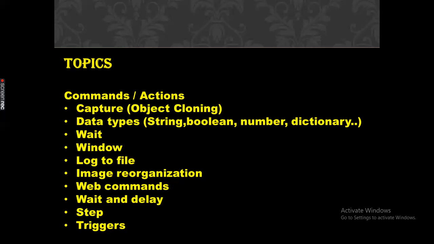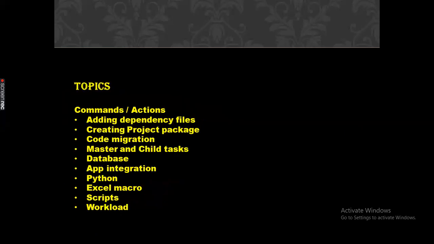And we will also learn wait and delay, step triggers, and how to add the dependency file while migrating the code, how to call child bots from the master task, database, app integration, Python, how we can invoke Python code in Automation Anywhere A360, Excel macros, scripts, workload, queue management. Also, we are going to learn real-time scenario processes, and also we will cover interview questions and answers. So hope you will enjoy this series and learning from basic level to advanced level.